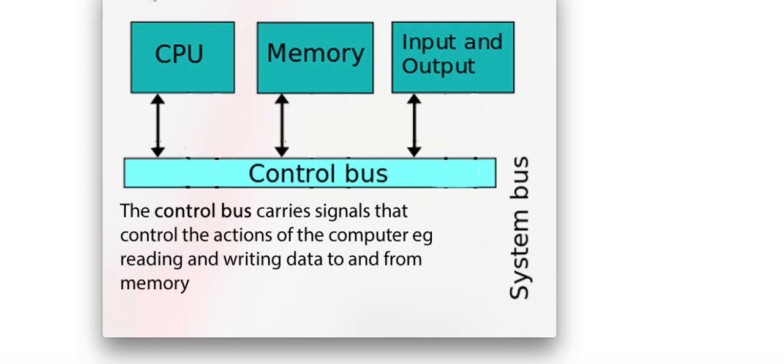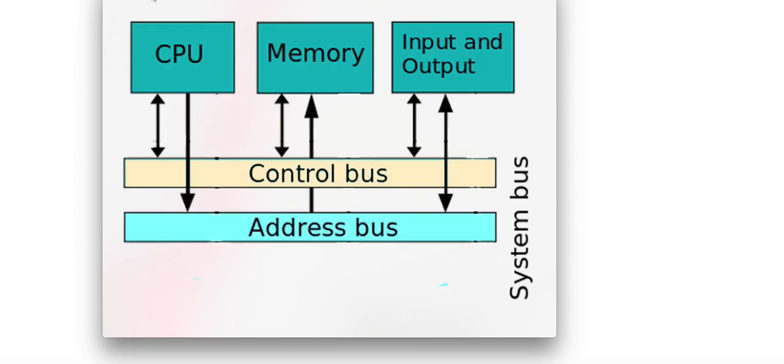The control bus carries signals that control the actions of the computer. For example, our system needs to constantly read and write data to and from memory. The system needs to know whether it needs to read data or instructions from memory, or whether it needs to write data to memory. Without the correct signal from the control bus to memory, the system wouldn't know whether it needs to read or write. That's just one example.